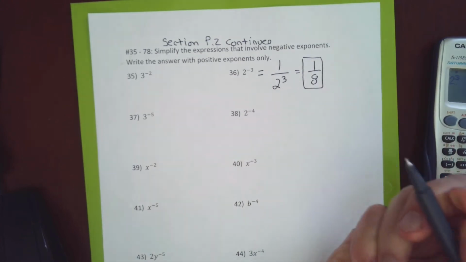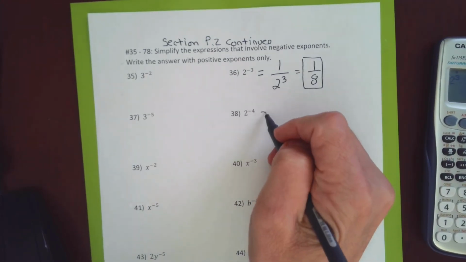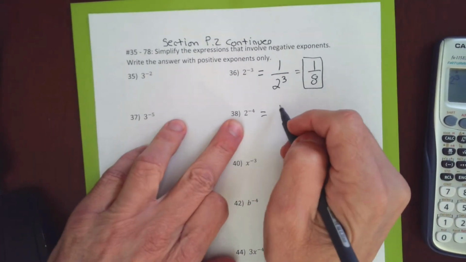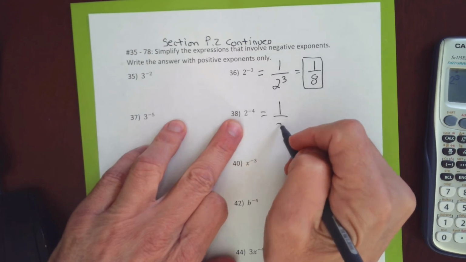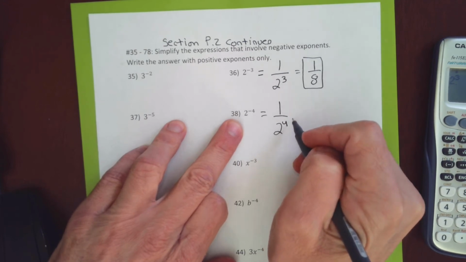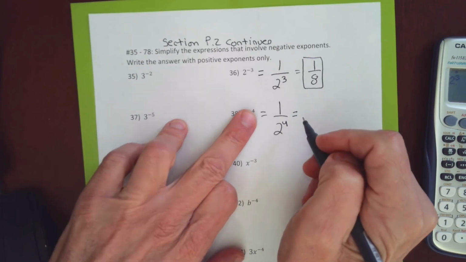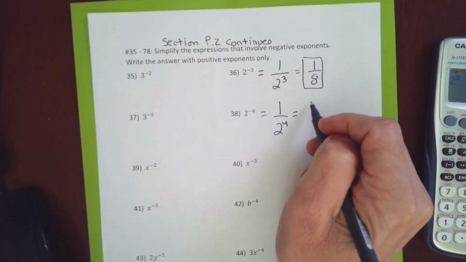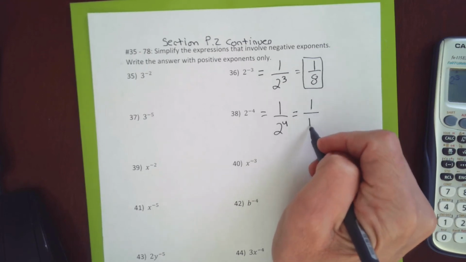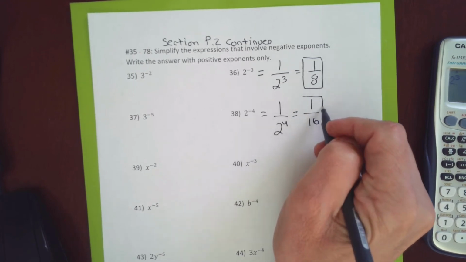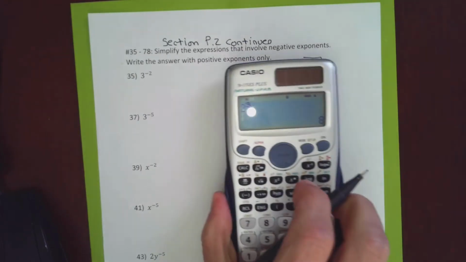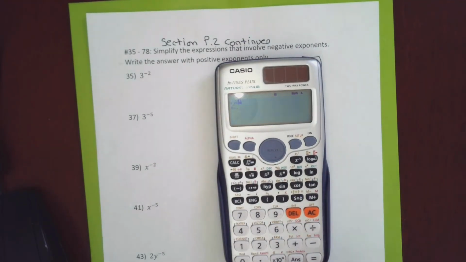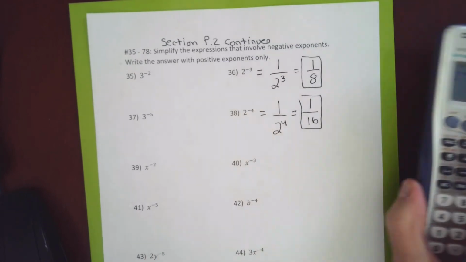I'll do the same thing for 38. I have a negative exponent. I can turn my negative exponent into a fraction using the negative exponent rule. A base with a negative exponent simplifies to 1 over that base with a positive exponent. And then 2 to the 4th is 16. I have that memorized. You can do it on your calculator if you don't have it memorized. 2 exponent 4 is 16. If I entered this whole problem, 2 exponent negative 4, I get the 1 over 16 answer.